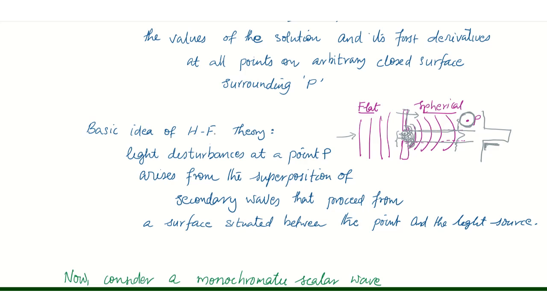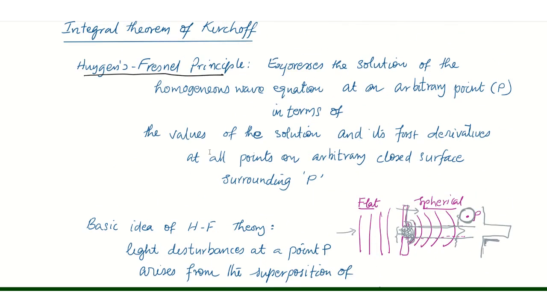That is what is here. Suppose we have an arbitrary point P, we can express the solution of the homogeneous wave equation. Wave equation is something that determines the propagation of the wave. You know what it is? It is very simple.